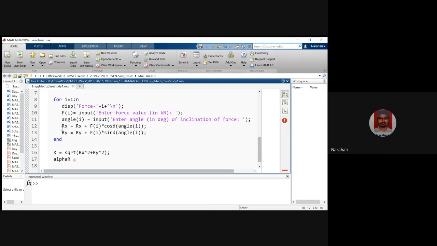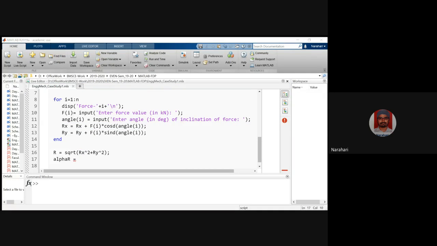So Rx and Ry remain as scalar only. Even after the whole for loop runs, Rx and Ry don't change in size. They change in value. So it is like Rx equals 0 plus 2 into 0.3, then Ry equals Ry plus 2 into 0.7. Whatever value you get, that will be that plus that. So it will just keep on adding simple numbers. Anyway, we will see. Just give me 2 minutes. You will understand.